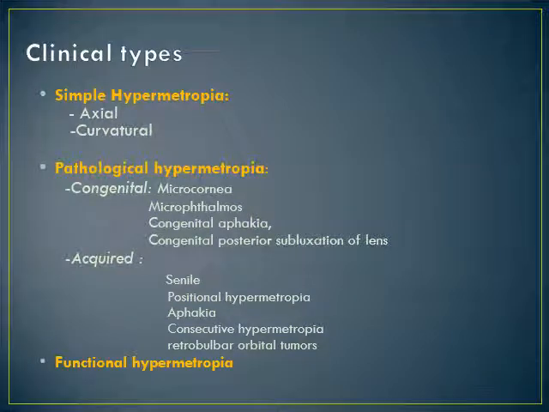Then what are the clinical types of hypermetropia? Hypermetropia may be simple, pathological or functional. Simple includes axial and curvature hypermetropia. In pathological it may be congenital or acquired.